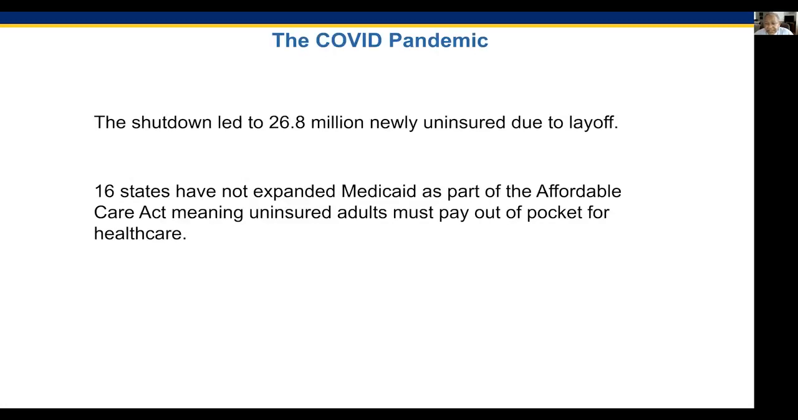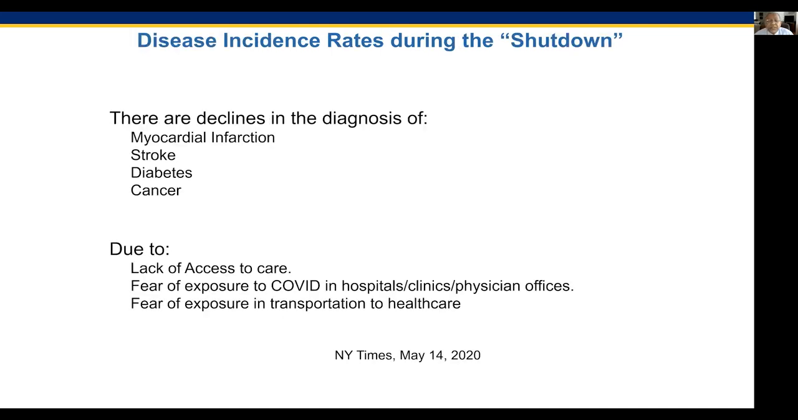When the shutdown in the United States occurred, nearly 27 million people found themselves newly uninsured. 16 states in the United States have not expanded Medicaid under the Affordable Care Act. And this meant that in those states, adults under the age of 65 found themselves without any insurance and had to fend for themselves.